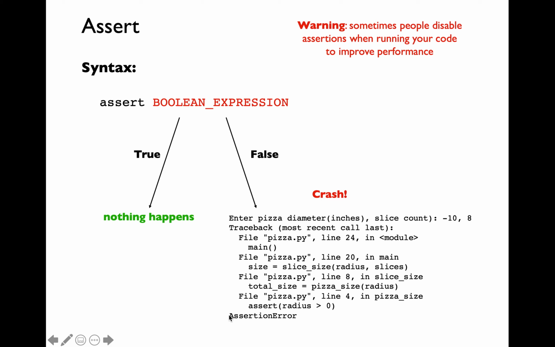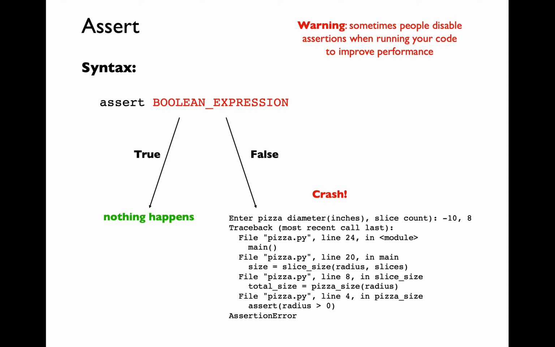Let's talk about the scariest bug that we covered for pizza.py. That was the case when we had a negative diameter. Imagine that I have an assert statement which is going to assert that the radius value is greater than 0. Then instead of giving me a slice size which is a positive area, the program would just crash, which is so much more meaningful.